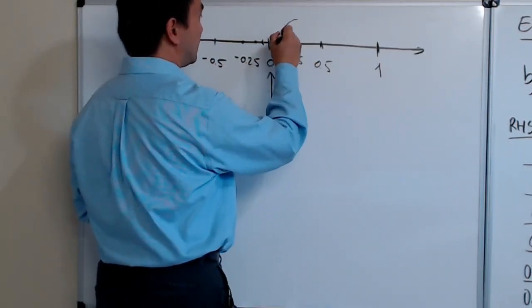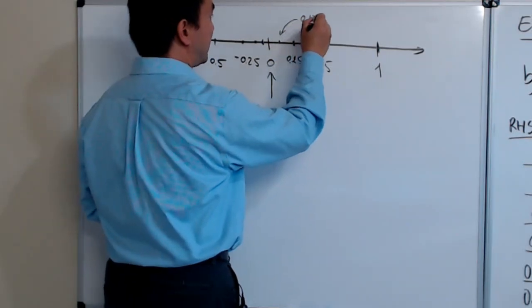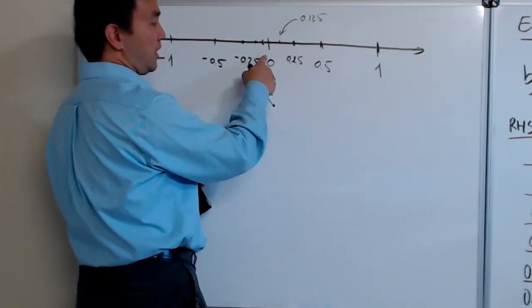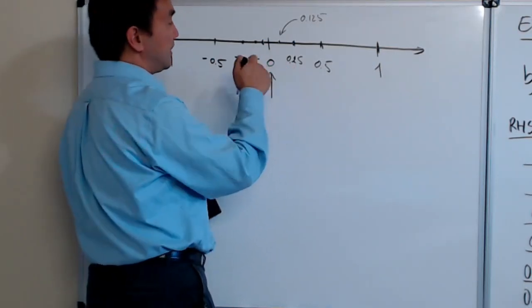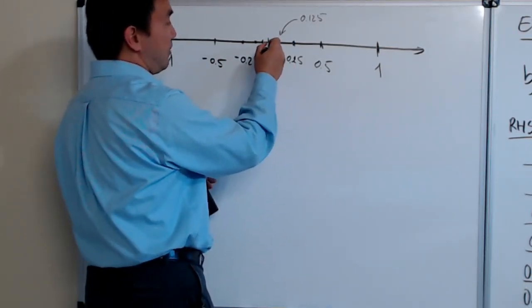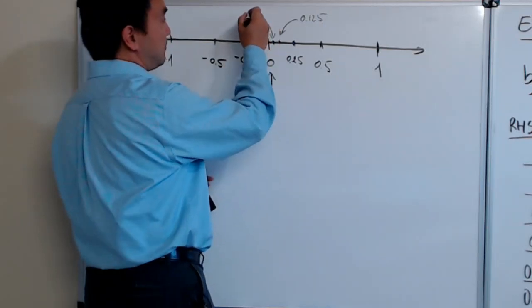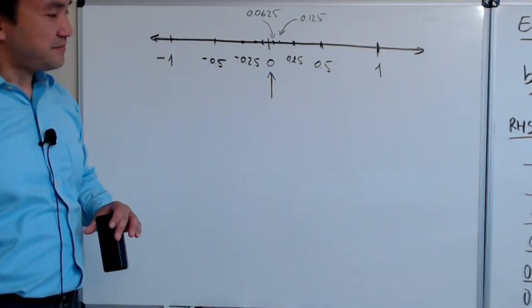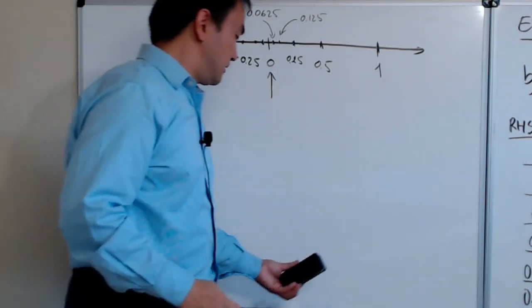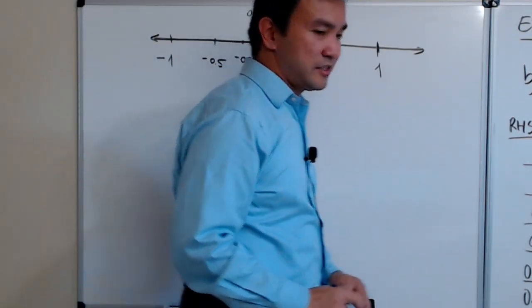And then the next one here is 0.125. So I have 0.125 right here, even closer to 0 compared to 0.25. And then here is my value, that's about 0.0625 right there. All right. And so again, back to the calculation on the table.